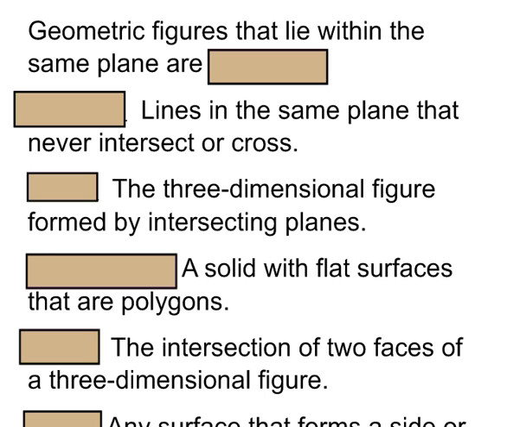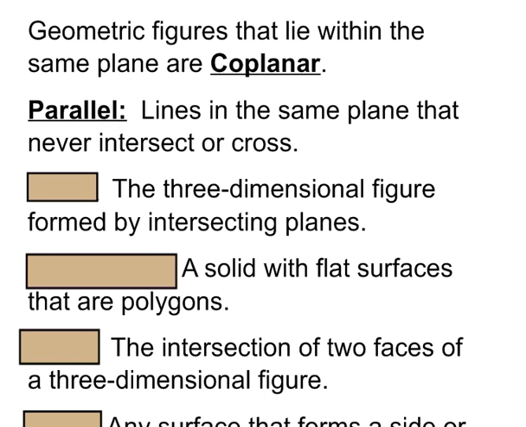Geometric figures that lie within the same plane are called coplanar. Coplanar, they're in the same plane. Parallel lines are lines that lie in the same plane that never cross or never intersect. They're said to be parallel. A solid is the three-dimensional figure formed by intersecting planes.